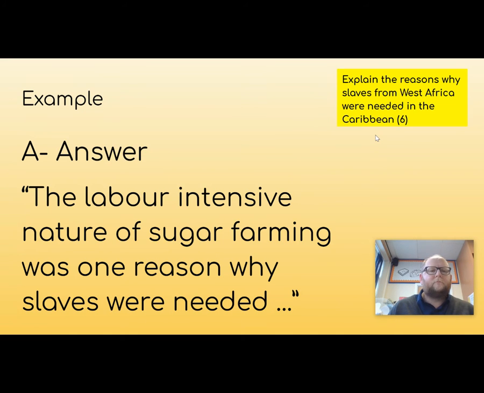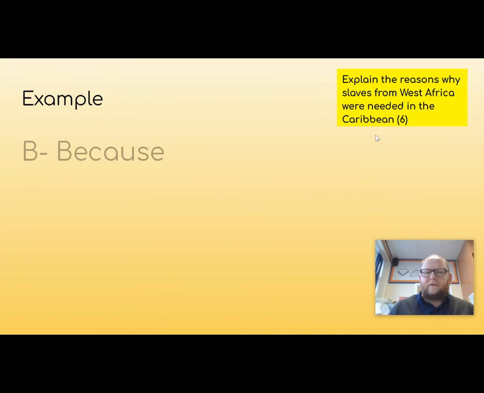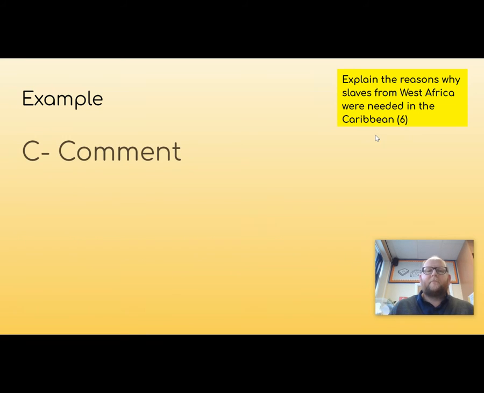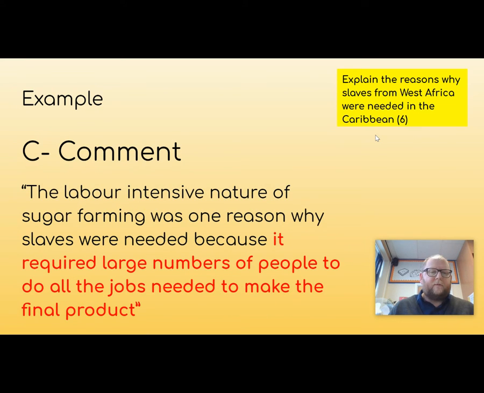So, next I write the word because. The labor-intensive nature of sugar farming was one reason why slaves were needed because. Next is my comment. The labor-intensive nature of sugar farming was one reason why slaves were needed because it required large numbers of people to do all the jobs needed to make the final product. That's 1 mark. So you can see I've got my A in there, I've got my B in there, and I've got my C in there.